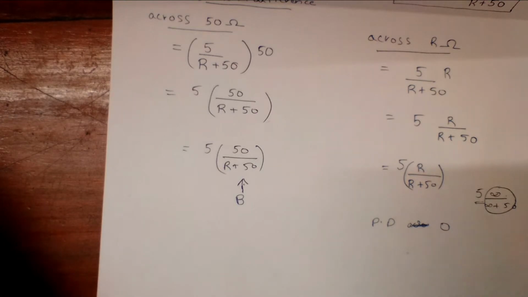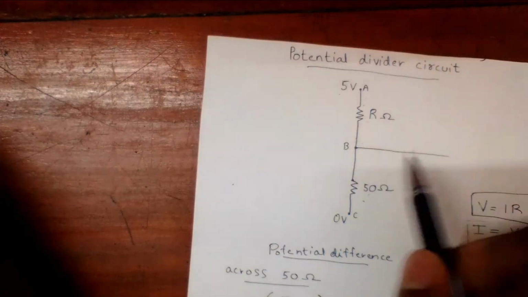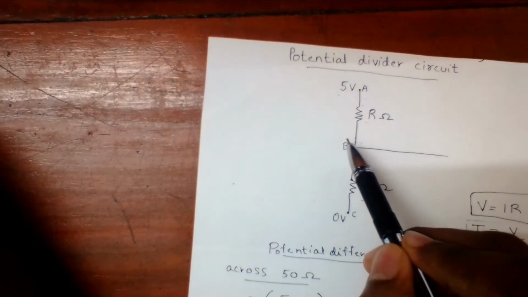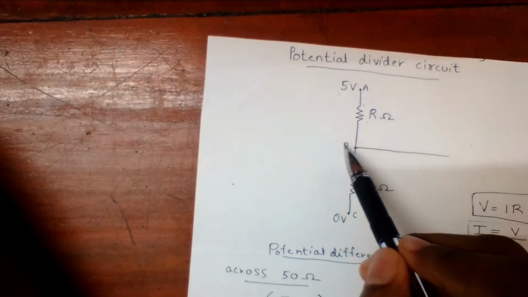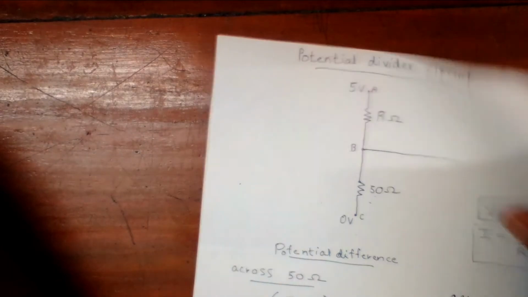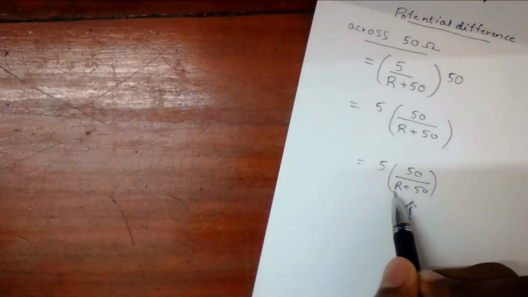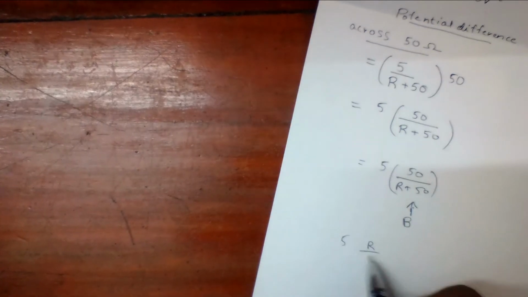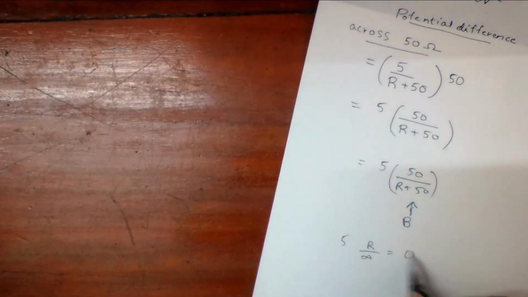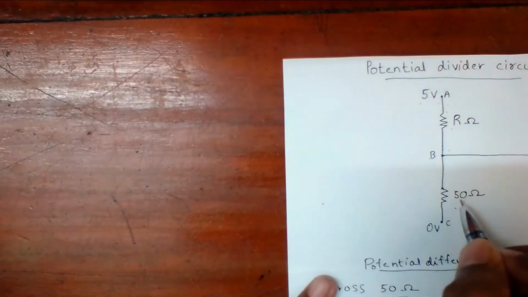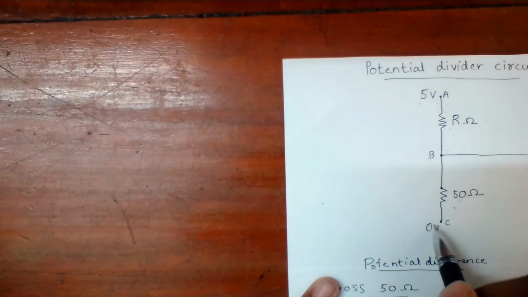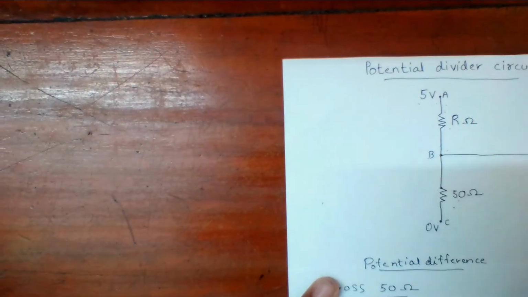So the potential difference will be 5 volt across R. If it is 5 volt across R, here it should be 0. Let's substitute infinite here too. If we substitute infinite for this potential difference, we'll see that 5 into R by infinite is equal to 0. So across 50 ohm, the potential difference will be 0. That means here also 0 volt.